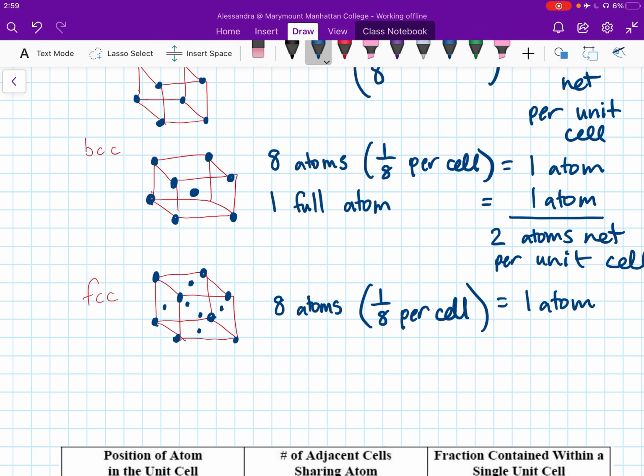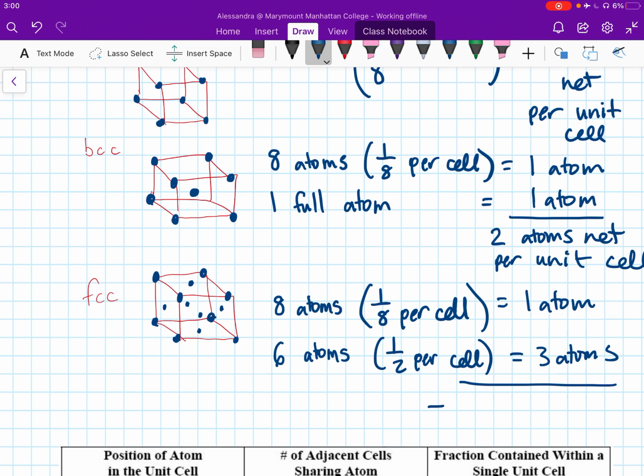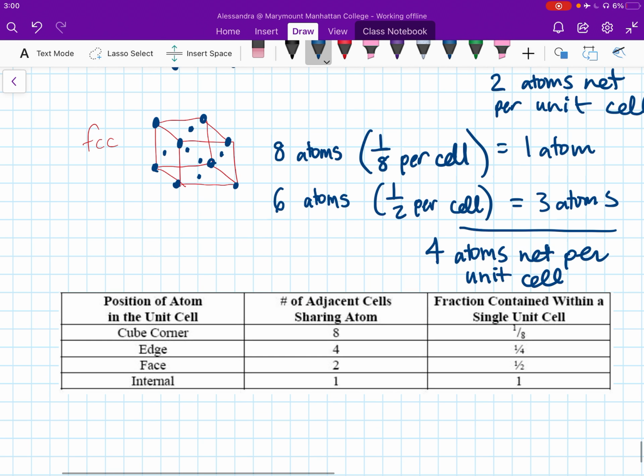So we also have 6 face-centered atoms, each contributing half of themselves to the unit cell. 6 times a half is 3 atoms. So in a face-centered cubic, you have a net number of atoms of 4 per cell. So 4 atoms net per unit cell. We can see that summarized in this table here.